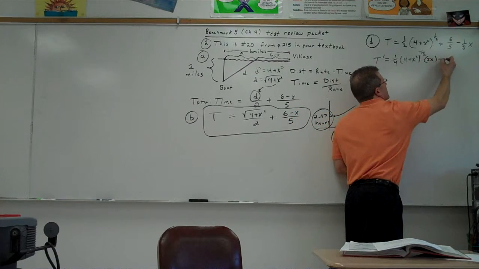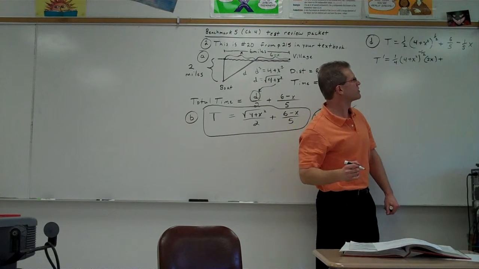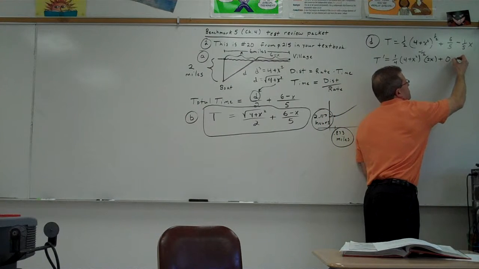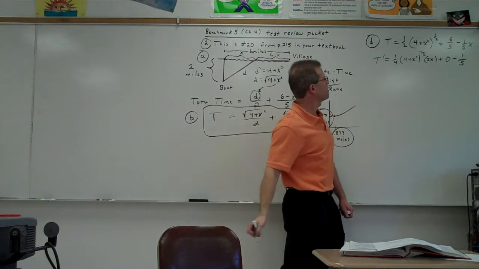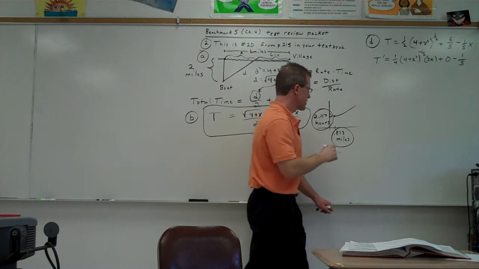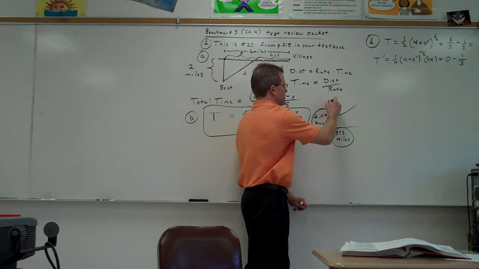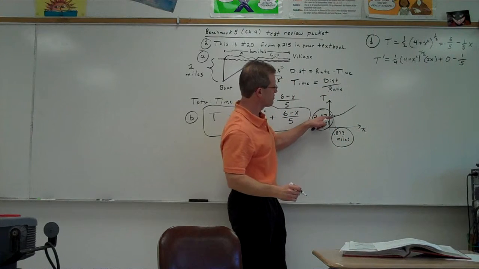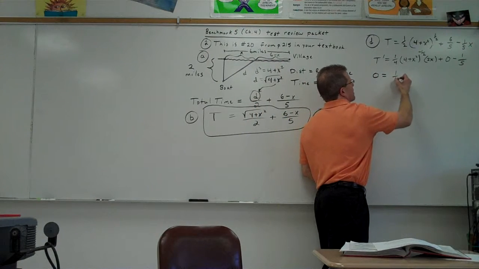What's the derivative of 6/5? 0. Good. What's the derivative of negative 1/5 x? Negative 1/5. Yep. We're going to set that equal to 0 because at a minimum, our slope or our derivative, this is our t versus x graph, our t prime is going to be 0 at that minimum. We'll set it equal to 0. We'll solve it.